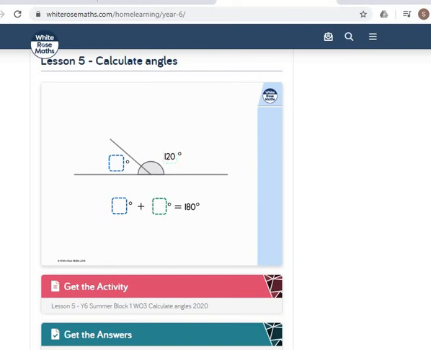What happens if we were to find out one of the values? One of the values is 120. Let's put it into our equation. Blue angle plus 120 equals 180.